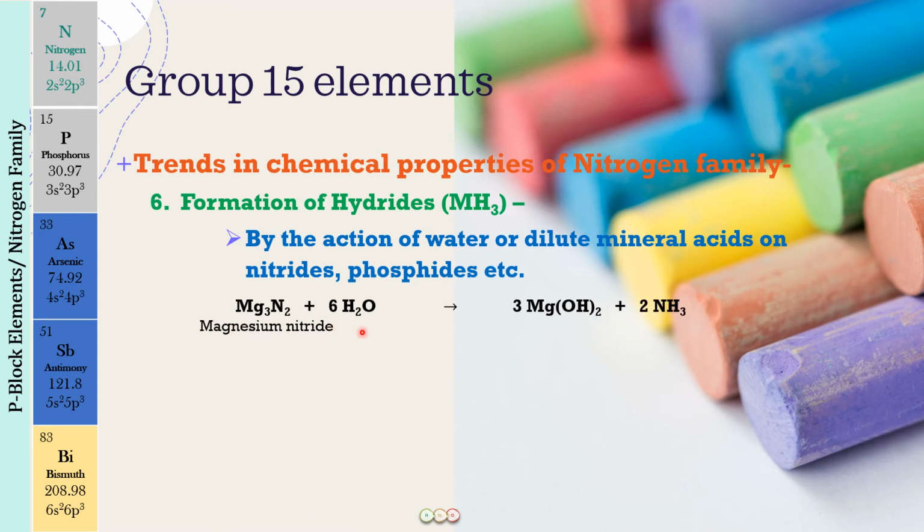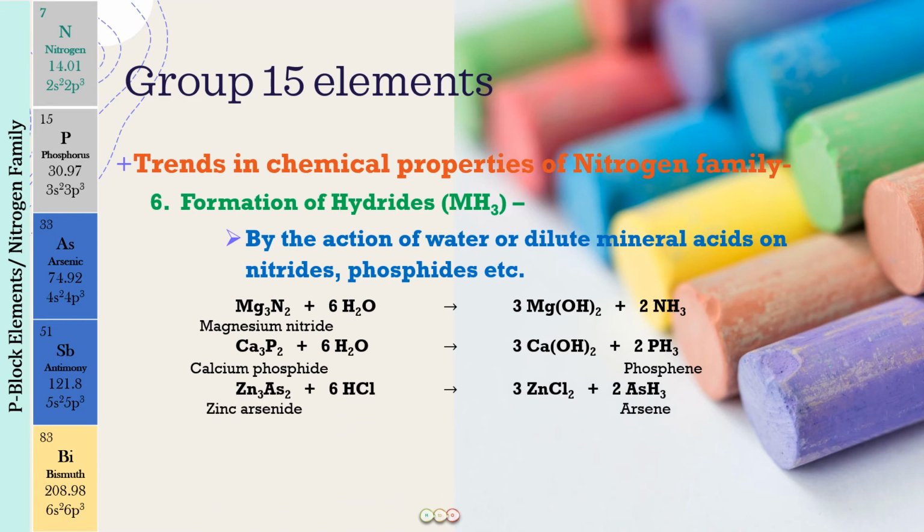When this reacts with water, we get magnesium hydroxide, and along with that ammonia is evolved. We will learn many reactions for the preparation of ammonia when we discuss ammonia separately as a topic. Similarly, we have calcium phosphide. When this reacts with water, we get calcium hydroxide, and along with that phosphine. Again, more preparatory reactions for phosphine we will learn separately as a lecture when we talk about phosphorus compounds.